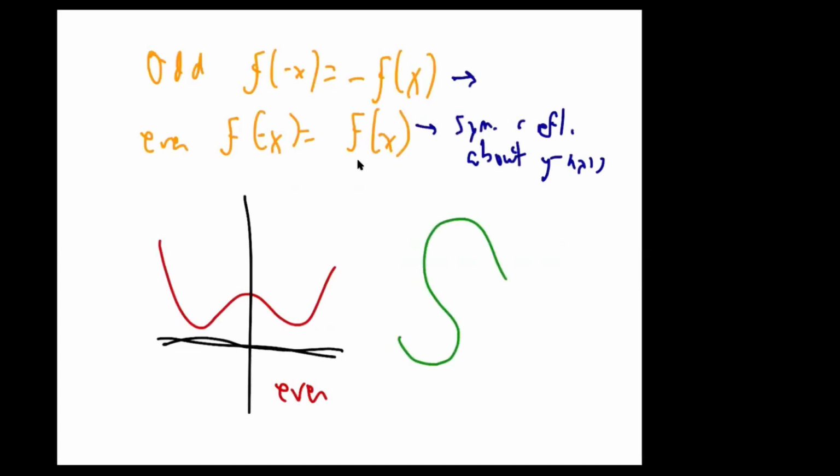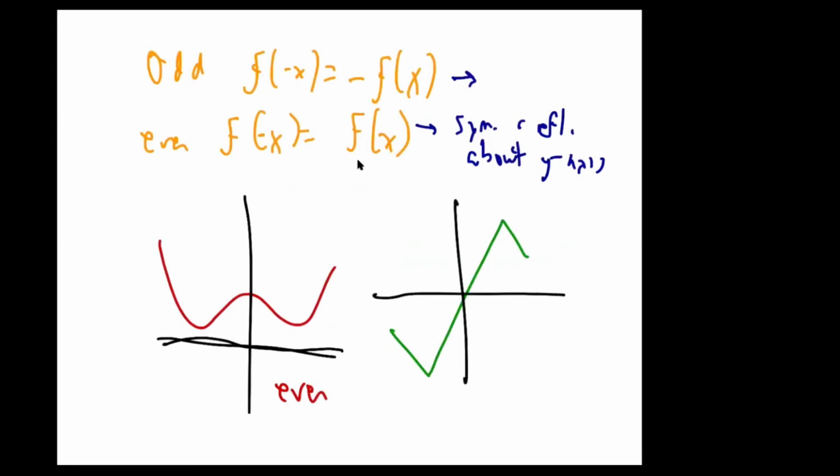No, it's not really a function. What kind of symmetry is this? No symmetry about the x or y. What kind of function is this? Odd or even or neither? Odd. How do you know? It's symmetric about the origin. Good. It's symmetric for rotation around the origin.